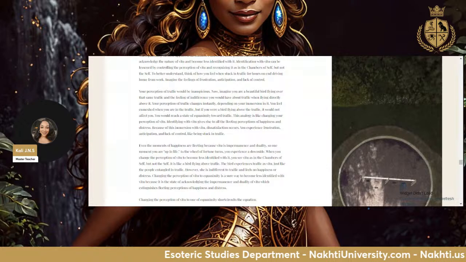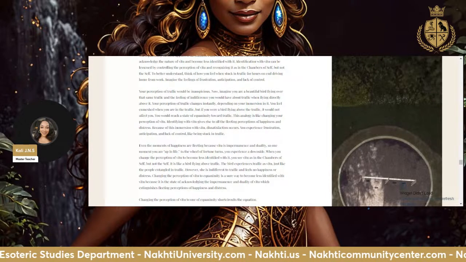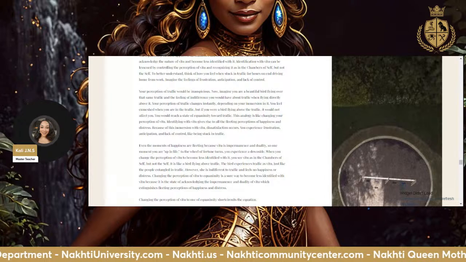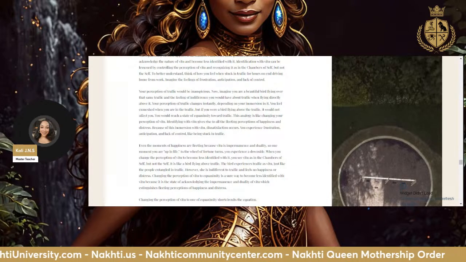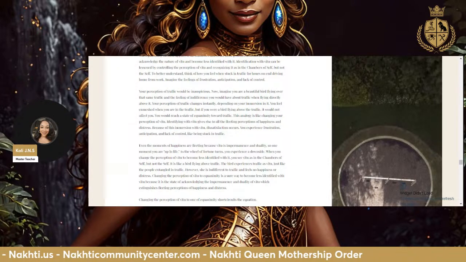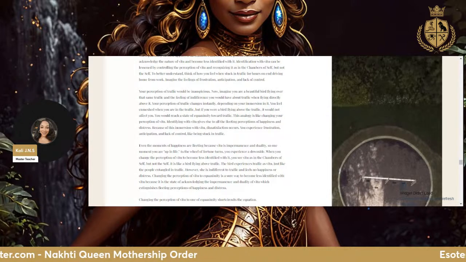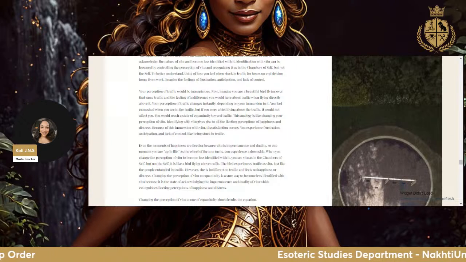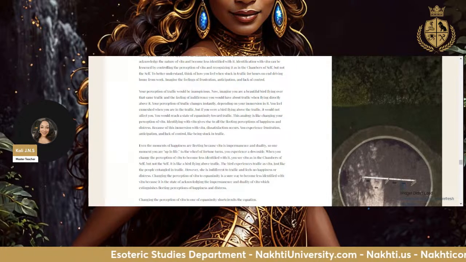Now imagine that same traffic, right? Now imagine you are a beautiful bird flying above that same traffic. You're going to feel indifferent about traffic because you're flying directly above it. Your perception of traffic changed instantly, depending on your immersion with it. You can do that with your mind. When you feel immersed, when you are in traffic, you feel annoyed. You feel, oh my gosh. But if you're the bird flying above the traffic, it's not going to affect you.